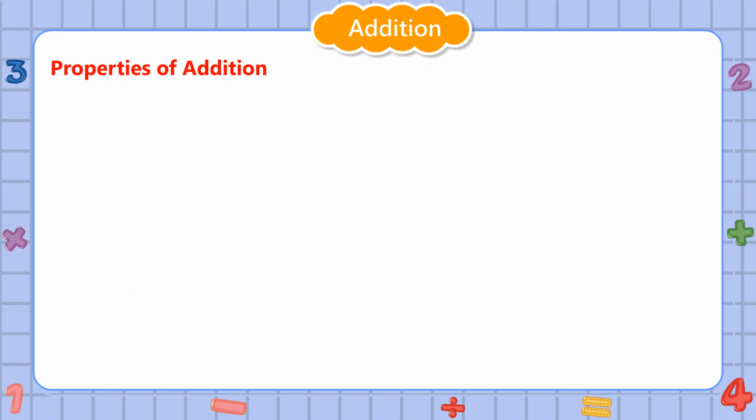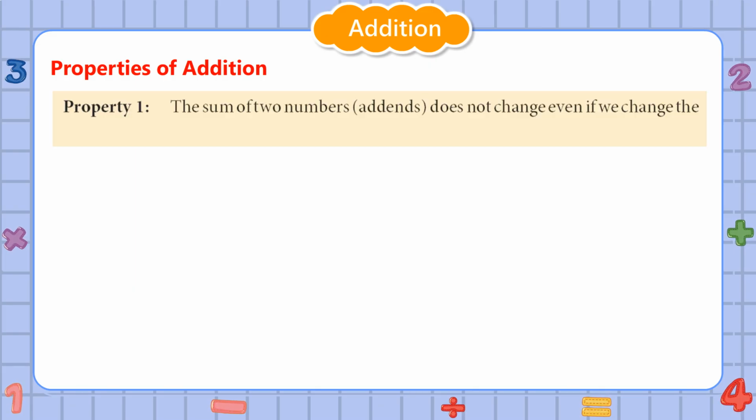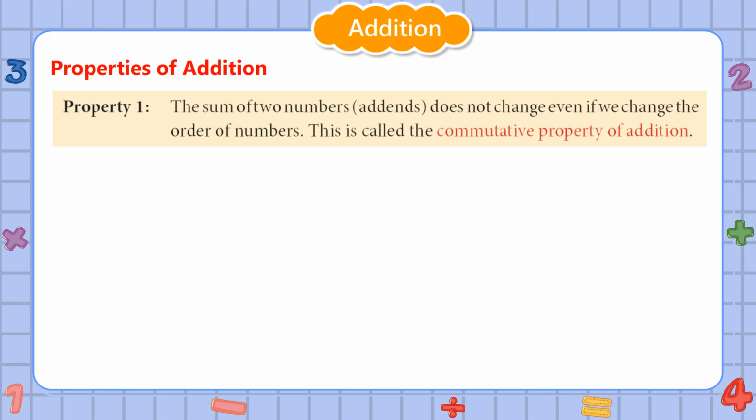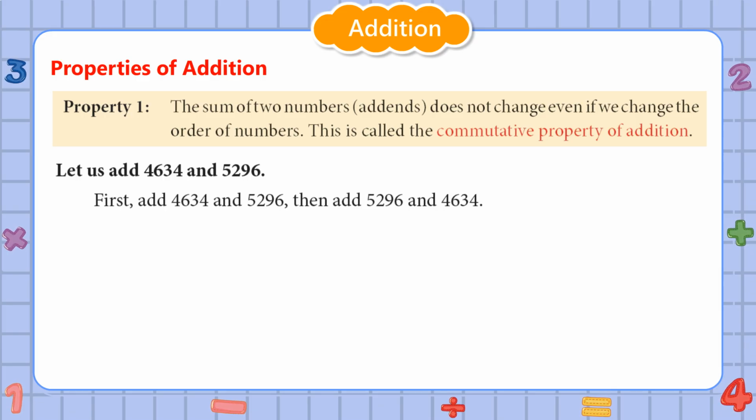Properties of addition. Property 1. The sum of two numbers addends does not change even if we change the order of numbers. This is called the commutative property of addition. Let us add 4,634 and 5,296. First, add 4,634 and 5,296. Then add 5,296 and 4,634.